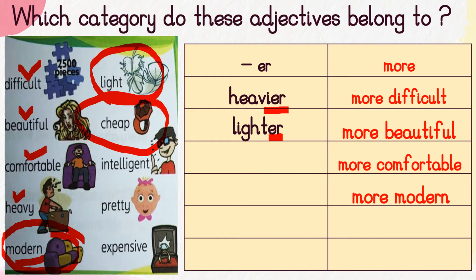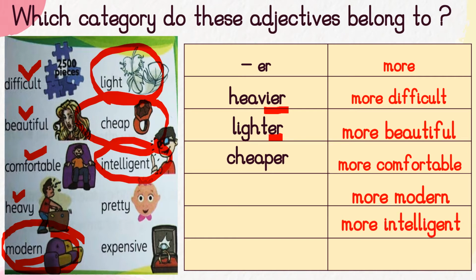Cheap one. So it will be very good. Cheaper. Just add on er. Those are quite the easy one. Yeah, cheaper. Now we move on to next one. Intelligent. 比较 pandai. 聪明的 有智慧的. It will be, yep, more intelligent. More intelligent. Now next one.